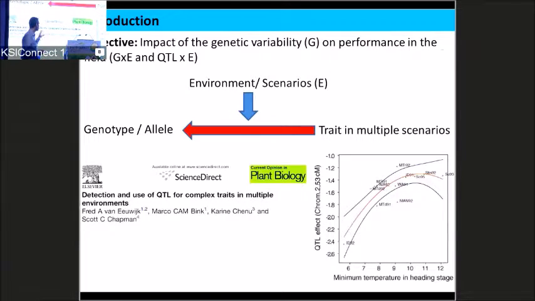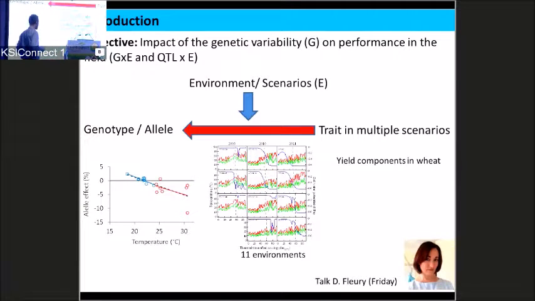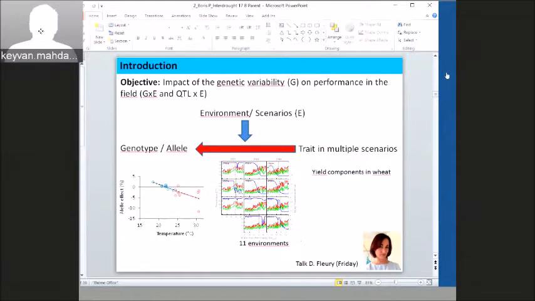So a few examples. There's a good review on that, a paper of Franz van Eeuwijk in 2011. In the first example, they found a good relationship between the effect of an allele at a QTL and the minimum temperature at the heading stage. So with this kind of relationship, we can imagine that in a new trial, with a new environmental scenario, this relationship will still be valid, and so we can imagine the impact of this allele in this new environment. We'll have other examples tomorrow, for example in the talk of Delphine Fleury, in wheat, for yield and yield components, where the environment was well defined in 11 environments, and we found a robust relationship between allele effects and environmental conditions.